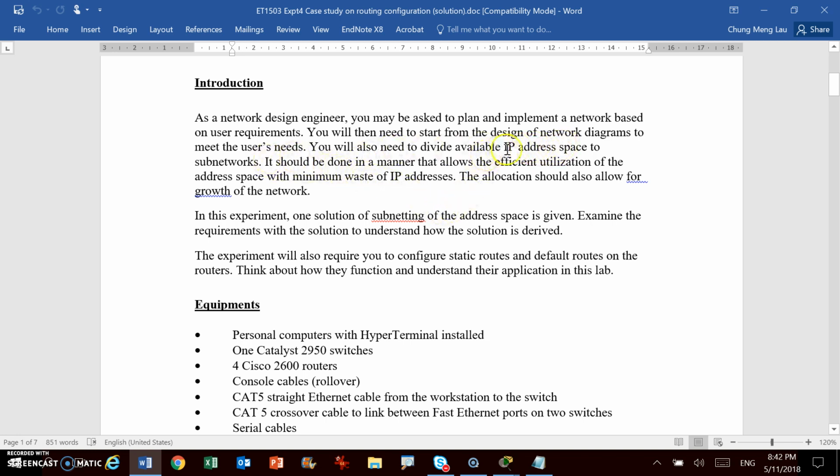So you need to design the network diagram, divide the available IP address space, and this should be done in a manner to allow efficient utilization of the address space with minimal waste of IP address. So you need to do your subnetting here.